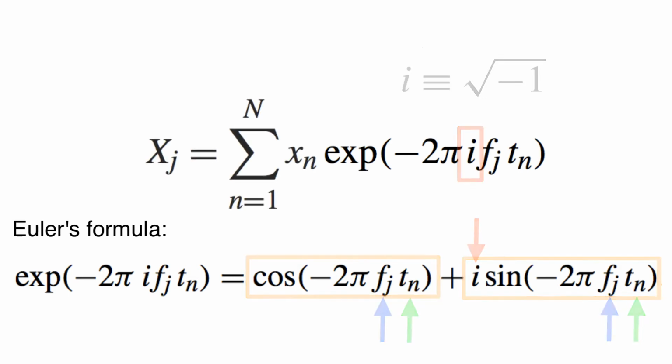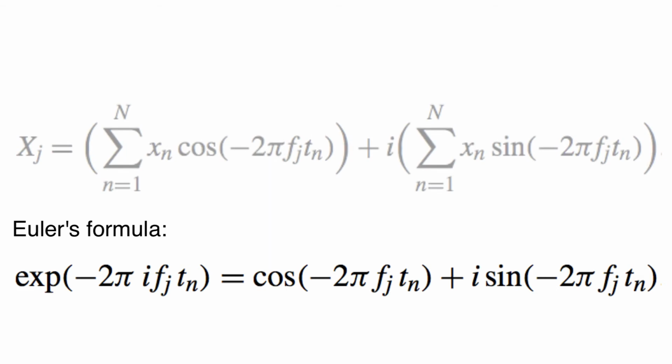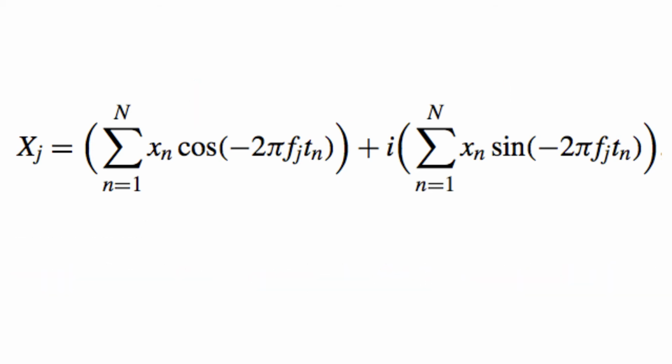Rewriting our equation for the Fourier transform using Euler's formula, we find a new expression. This expression consists of a cosine and sine term, and here we have distributed the summation over both terms. Written in this way, the Fourier transform becomes easier to interpret.